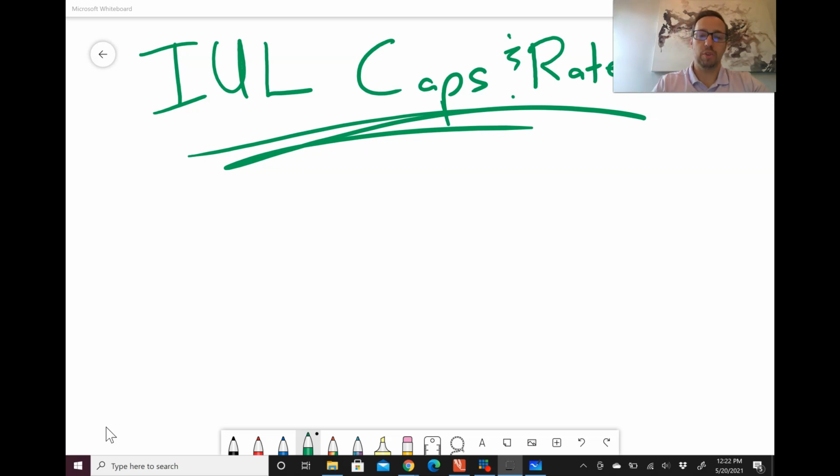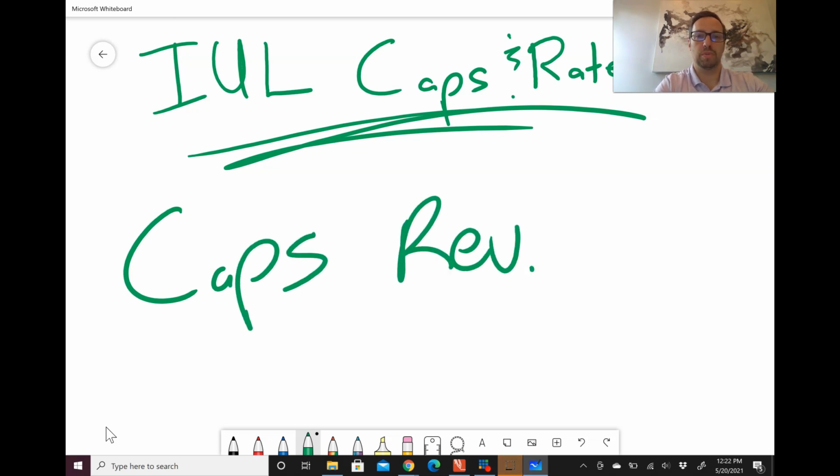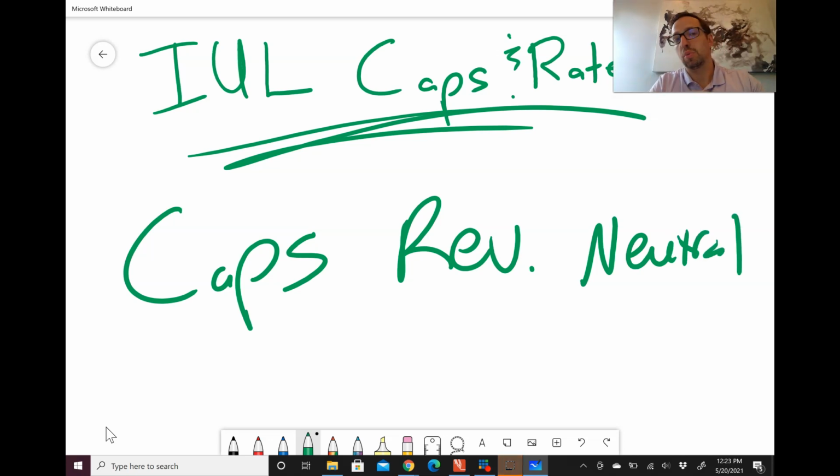So the first thing that we have to talk about when we talk about indexed universal life insurance policy caps is that caps are revenue neutral. Now, at least they should be. Okay, so if you're working with an A-rated carrier that is doing their best to pass along as much value as possible, the caps that they set are going to be revenue neutral. Now, what I mean by that is they are not making money on setting your caps.